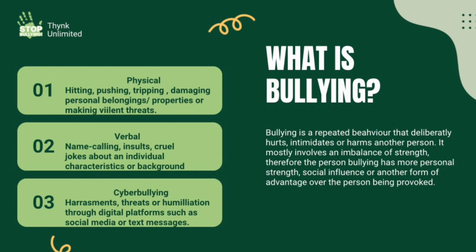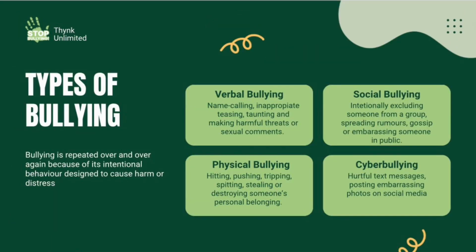Physical: hitting, pushing, tripping, damaging personal belongings or property, or making violent threats. Verbal: name-calling, insults, cruel jokes about individual characteristics or background. Cyberbullying: harassment, threats, or humiliation through digital platforms such as social media or text messages. Bullying is repeated over and over again because it is intentional behavior designed to cause harm or distress. The types of bullying we mentioned are verbal, social, physical, and cyberbullying.